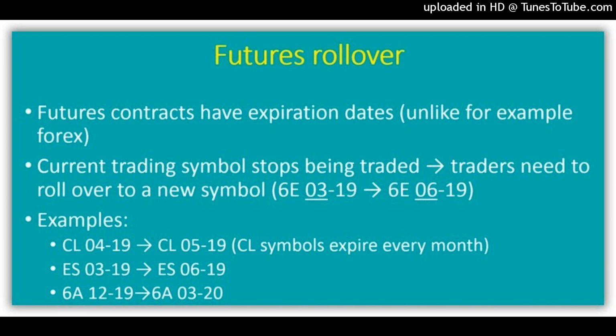This is a 6E symbol, which is futures for the euro. It's the March contract, March 2019. And this is the 14th March, which is a Thursday. As you can see, the chart is pretty normal. But if you look at the 15th March, then you can tell that almost nobody is trading there. And the next day, nobody at all is trading there. So when you see something like this, you know that you need to roll over to a new contract.